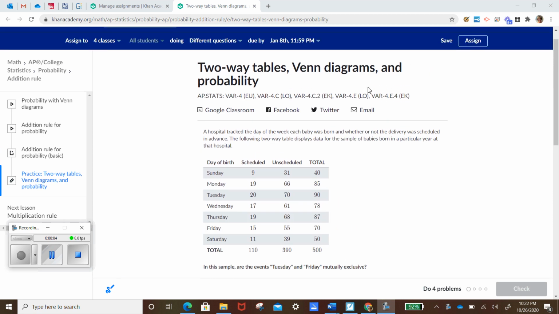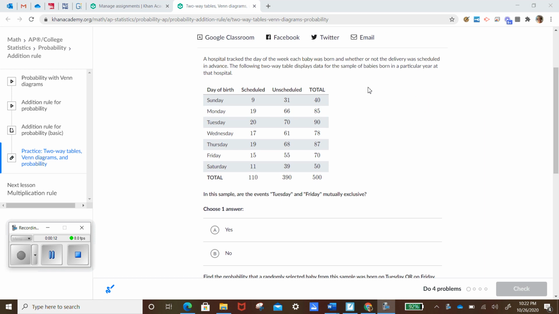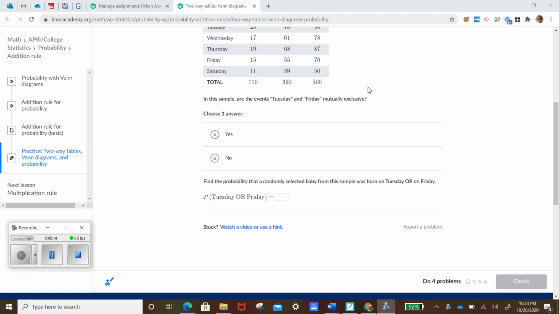This is the assignment that I assigned, I believe, a couple weeks ago when I was first gone. Two-way tables, Venn diagrams, and probability. But only 2 of you have completed it so far. So I thought maybe if I went through a question or 2 with you, it would give you a jump start. Now your questions might be slightly different than mine.